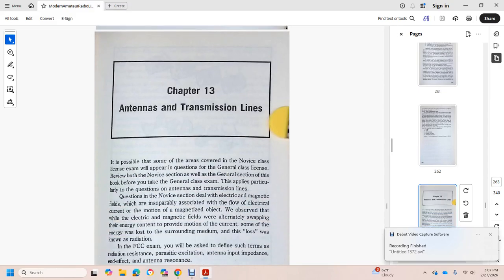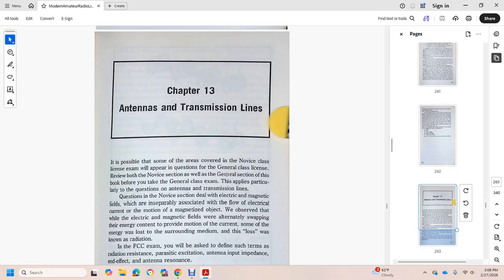This chapter covers the area of the novice class license exam, with a review of the questions of the general class, and a review of the novice section and the general section. Play with the questions on antennas and transmission lines from the novice section of the general class exam.